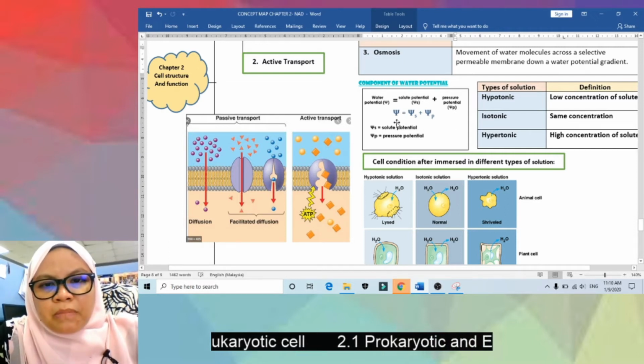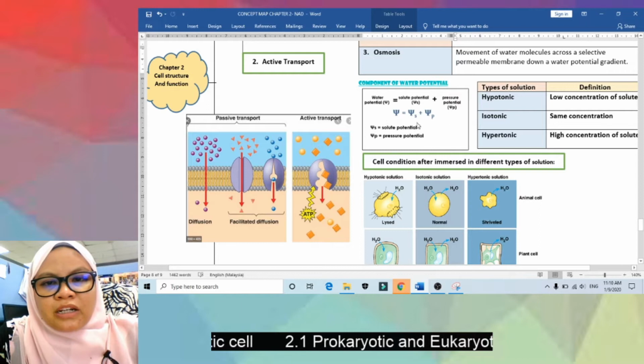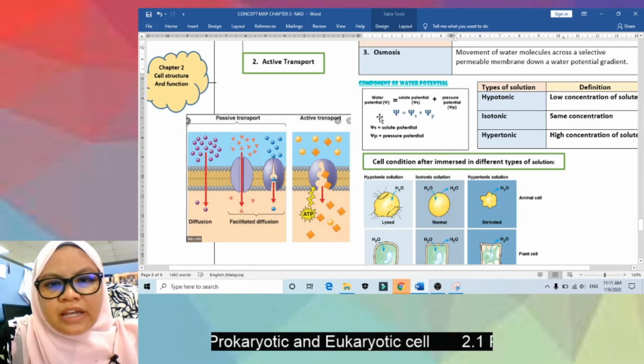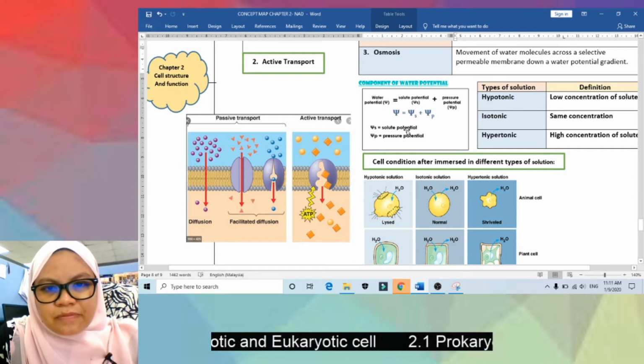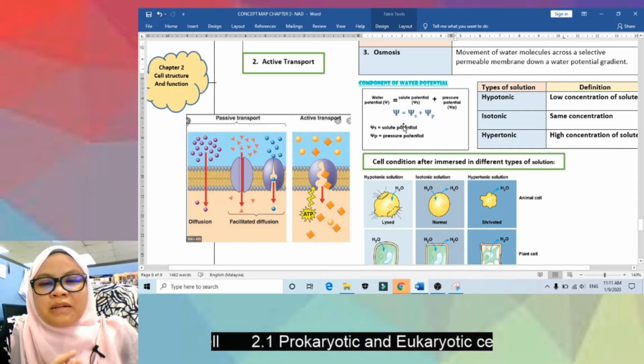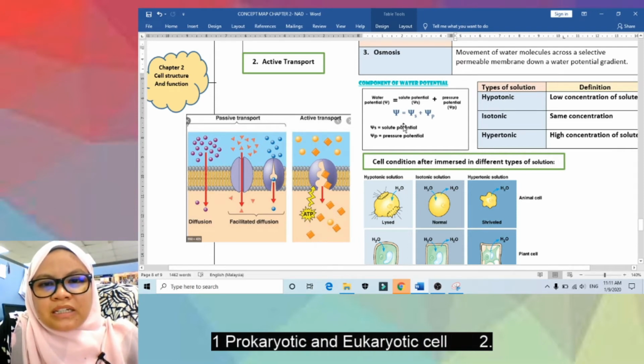Dia menggambarkan keadaan ataupun kepekatan air itu, di mana jika water potential air itu tinggi, water potential yang paling tinggi adalah pada bacaan kosong.